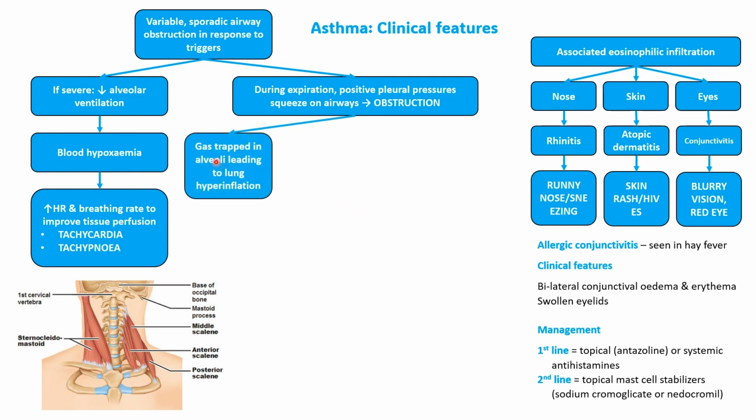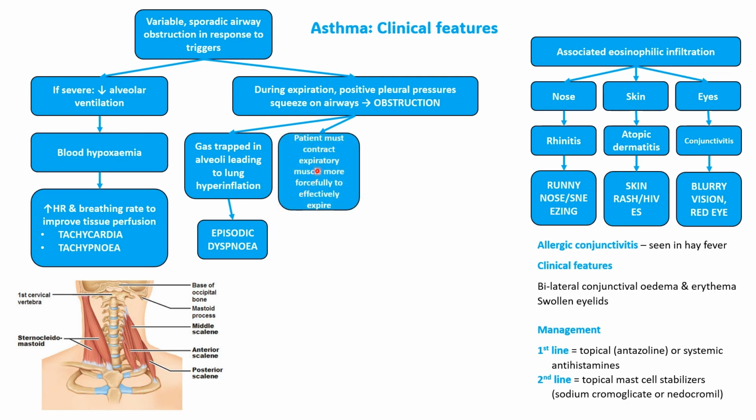We also have some gas being trapped in the alveoli, leading to lung hyperinflation. This can present as episodic dyspnea. You're probably well aware that this means shortness of breath. The patient must contract their expiratory muscles more forcefully to effectively try and rid the air from the lungs, and this can present as chest tightness. Patients might report that they have almost like a band-like tightness across their chest.